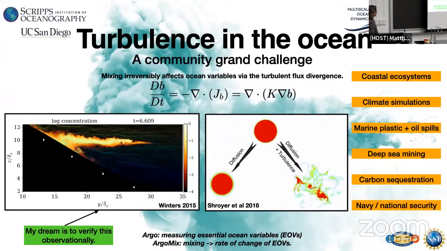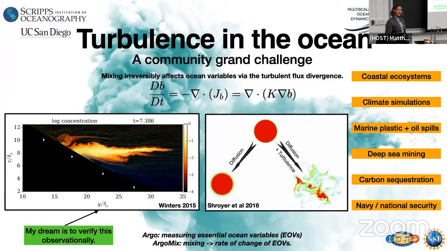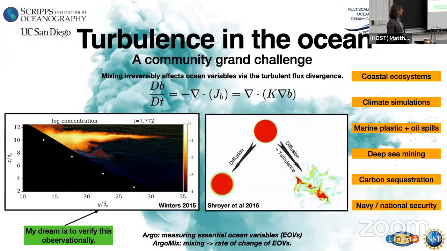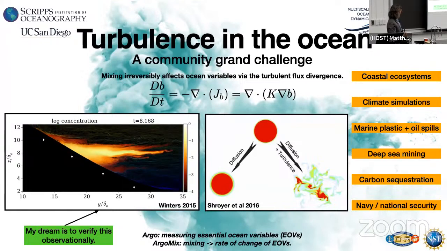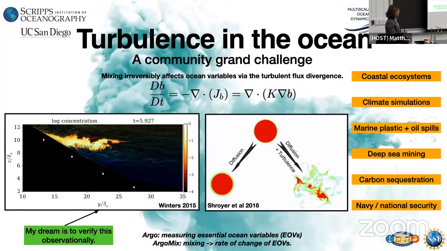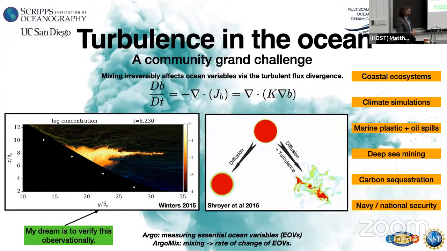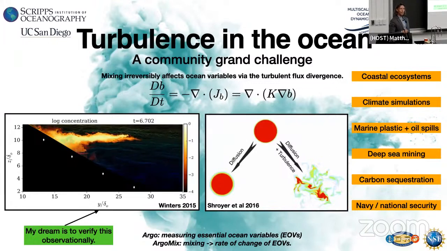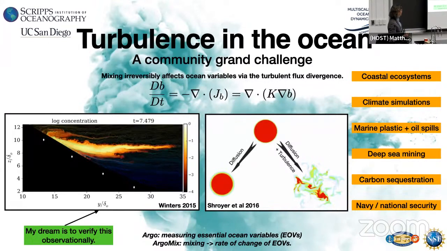So one of the things that causes turbulence in the ocean is those breaking internal waves that I showed you the photo of. This is a little bit what they look like. This is a numerical simulation. And as it says here, my observational goal is to someday come up with an observational version of this that's as lovely as this simulation.